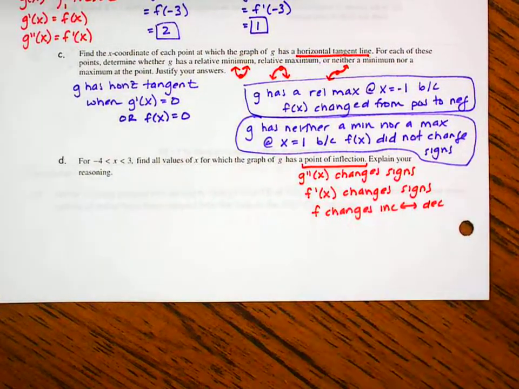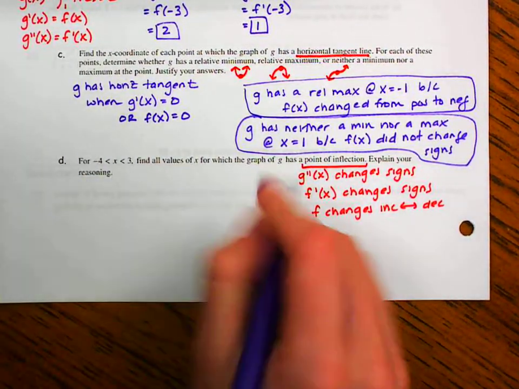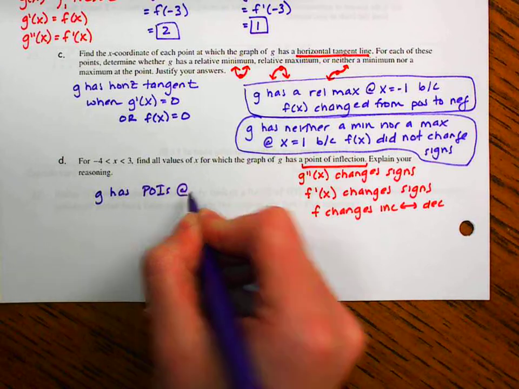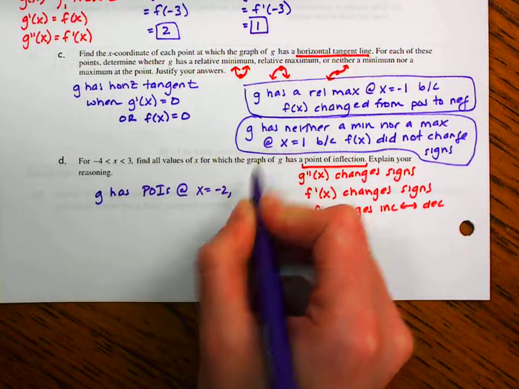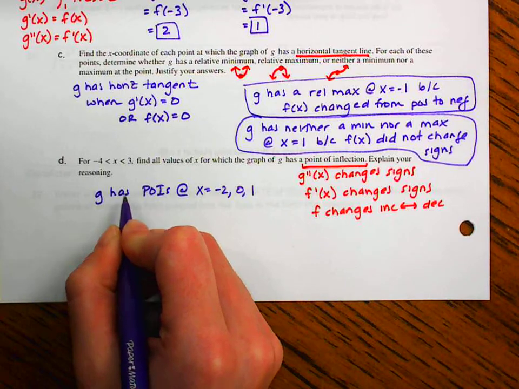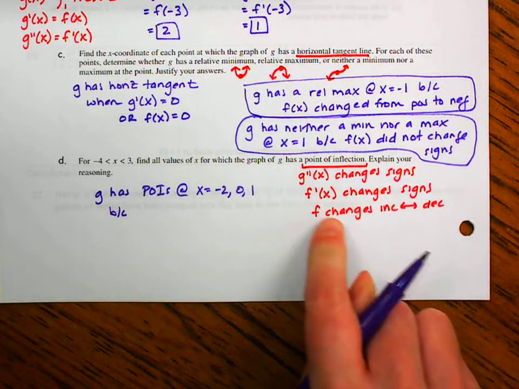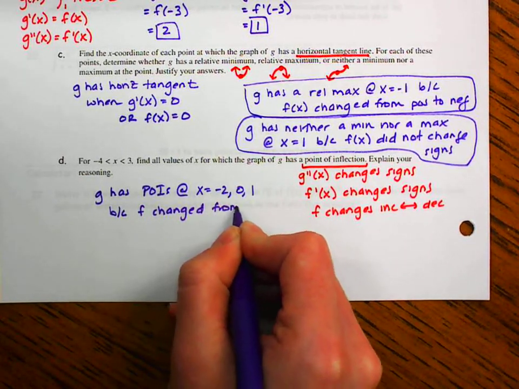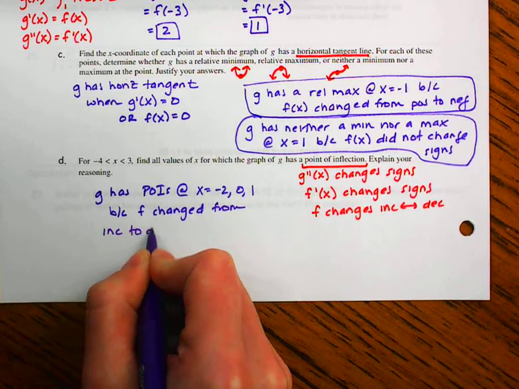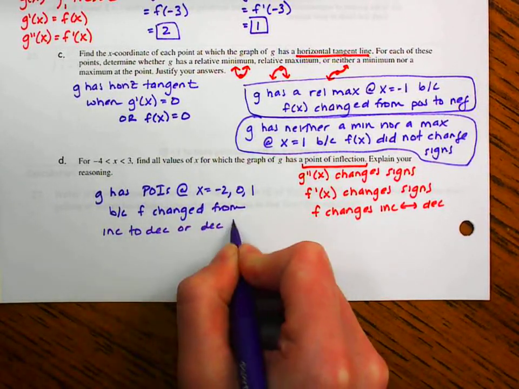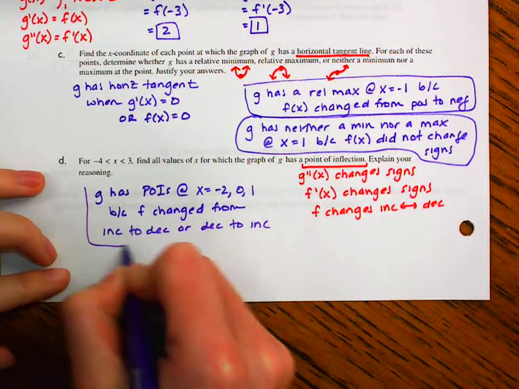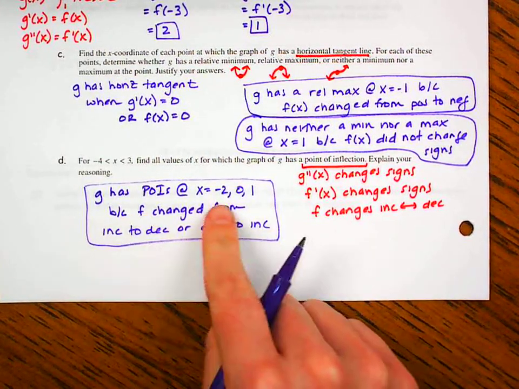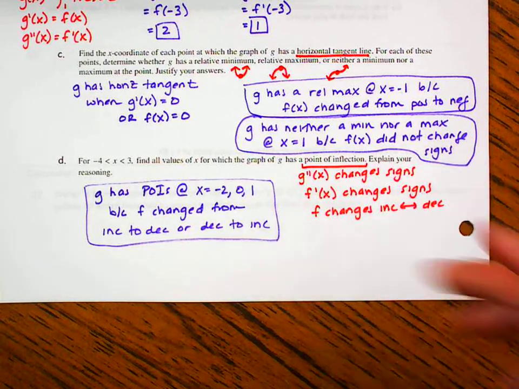So let's go down here and write it. I'm going to say that g has POIs at x equals -2, 0, and 1 because we said f changed from increasing to decreasing or decreasing to increasing. Pen's starting to die a little bit. Okay, we also could have said this. We could have said because f prime changed from positive to negative or negative to positive. That also would have been a good answer.